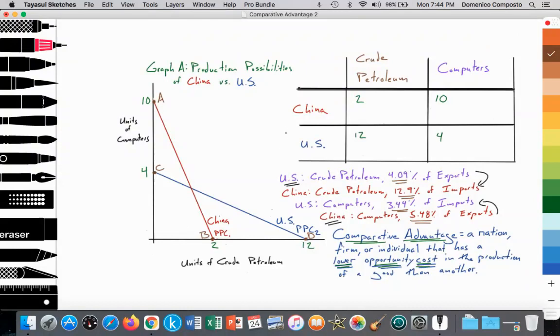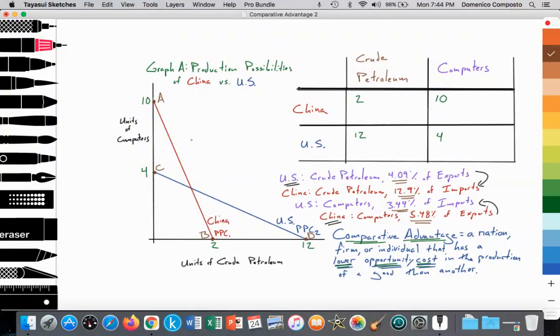All right. So let's take a look. China, crude petroleum, United States crude petroleum. Who has the absolute advantage? We can see that the United States has the absolute advantage. They're able to produce more with the same quantity of resources than China in terms of petroleum. That was discussed in a previous video. Whereas China is able to produce more computers than the United States with the same assumed quantity of resources. So they have the absolute advantage in the production of computers.